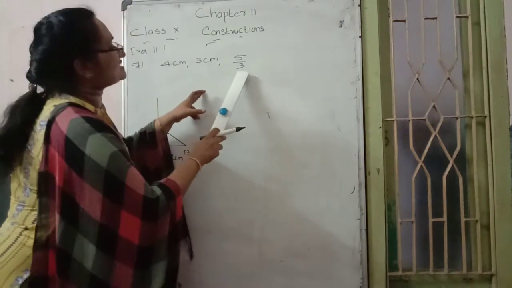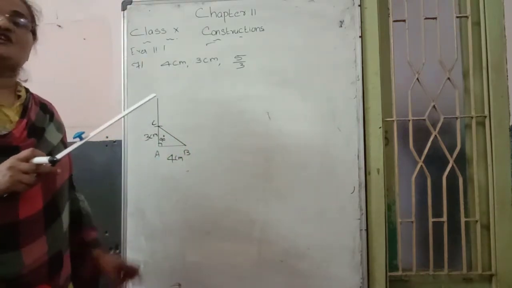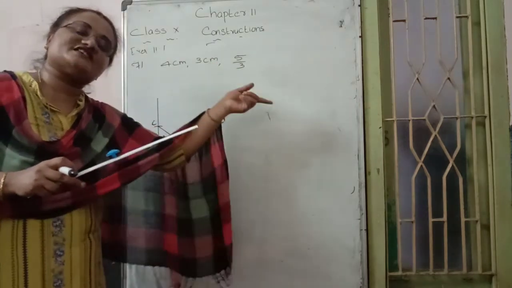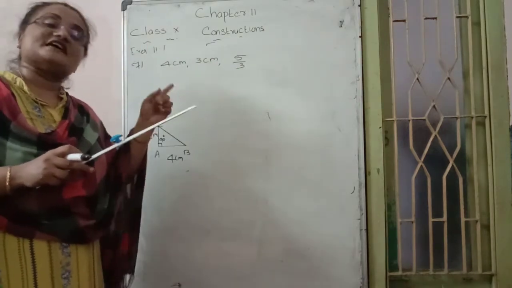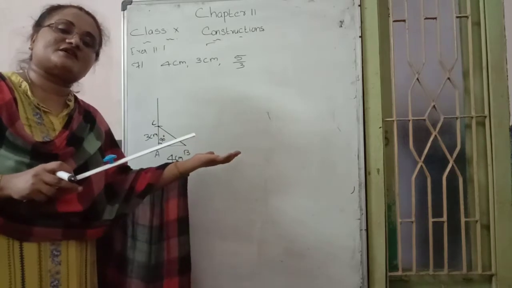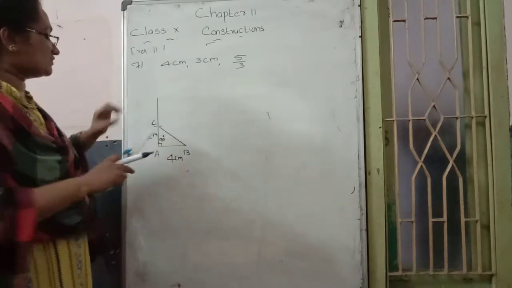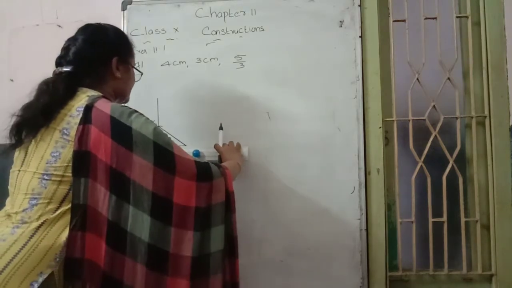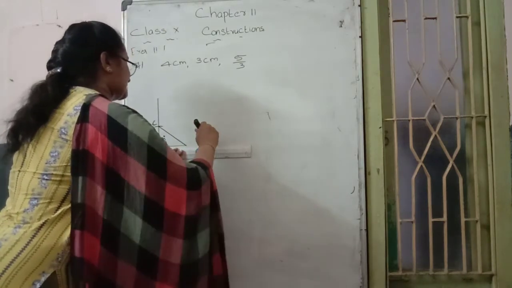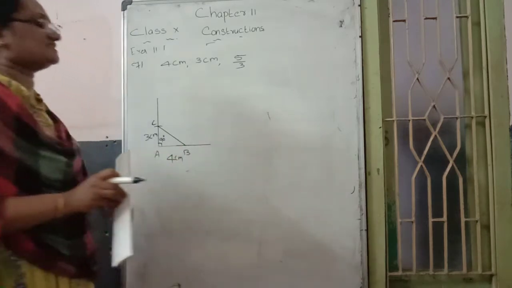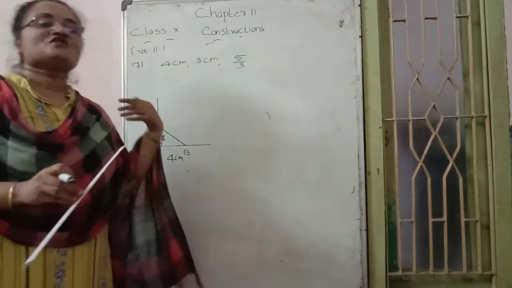Then what is the scale factor? 5 by 3. 5 by 3 means the numerator is greater than the denominator. At that time, where does our similar triangle come? It comes on the outside of the original triangle. That's why the AB side and AC side are extended. AB side and AC side are extended to the outside.